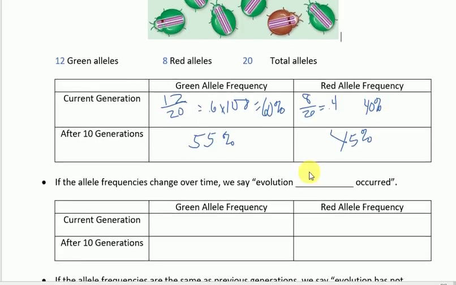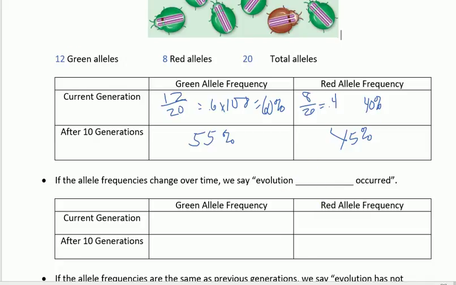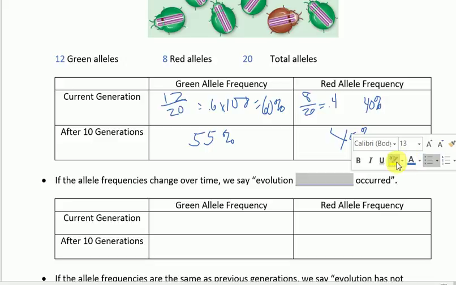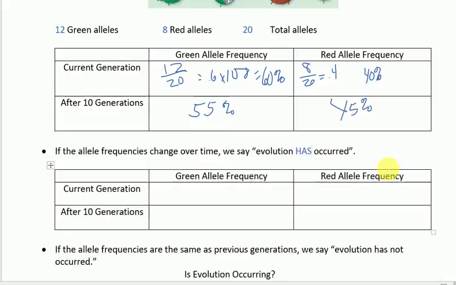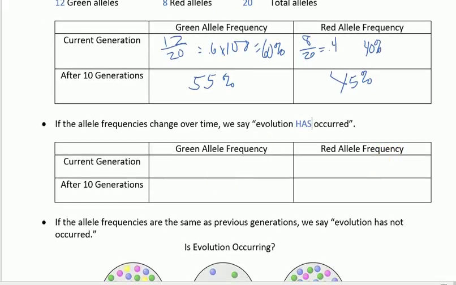So if the allele frequencies change over time, then we say that evolution has occurred. If we looked at the current generation and it was that 60% and the 40%, and after 10 generations we were still at 60 and still at 40, then we would say that evolution has not occurred.